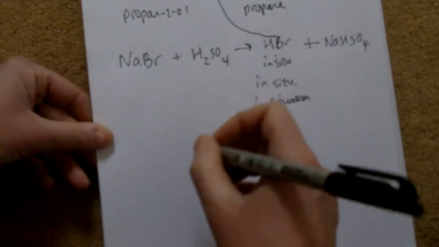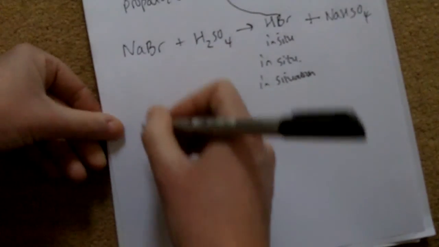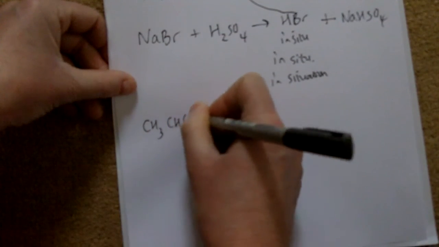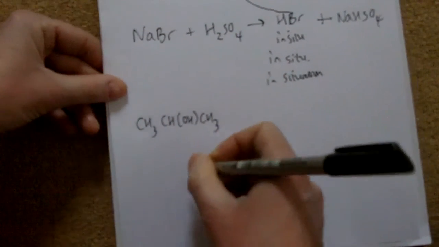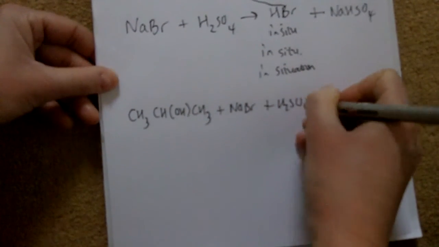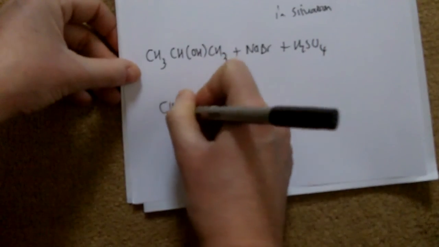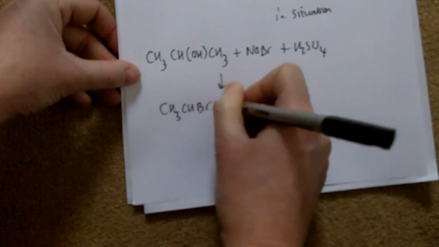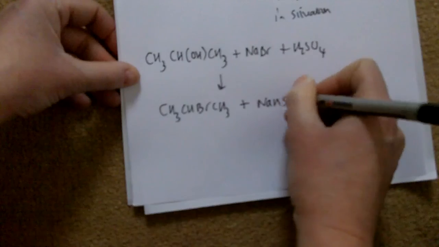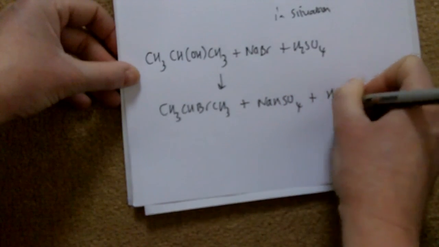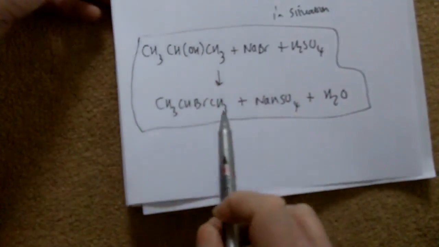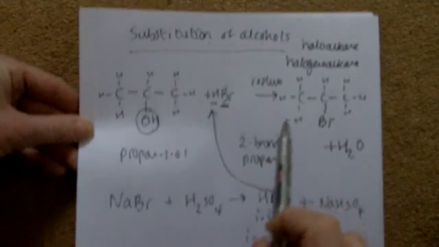So overall, if you were doing a proper overall chemical equation, you would show your alcohol, which is propan-2-ol, plus NaBr, plus sulfuric acid, and then that gives you your halogenoalkane. I'm just using the same example. Plus what's the other product? Sodium hydrogen sulfate plus water. And that's the overall chemical equation for the reaction that I've just done up there.